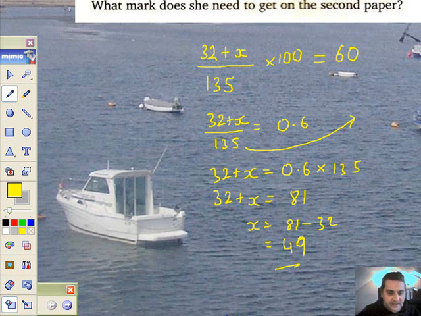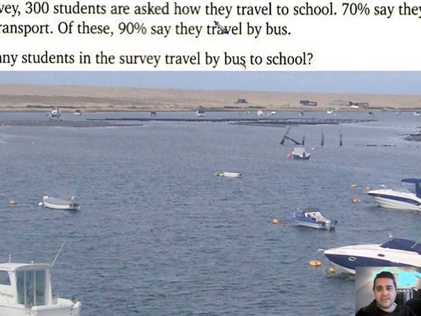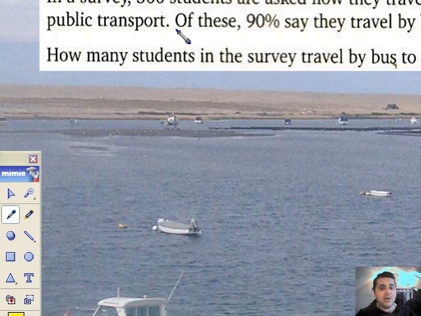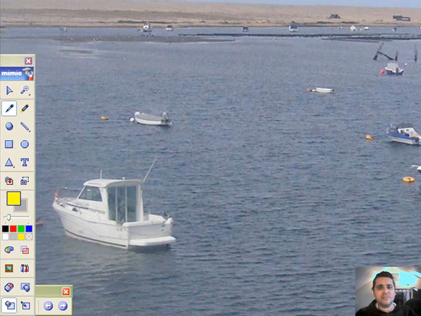Question 7, let's see how this goes now. Question 7, page 62. It says, in a survey of 300 students, they're asked how they travel to school. 70% said they use public transport. Of these 70%, 90% said they travelled by bus. So got the picture, 300 kids, 70% said we use public transport, and of those 70%, 90% of those 70% said they go by bus. Question, here it is: how many students in the survey travel by bus to school?